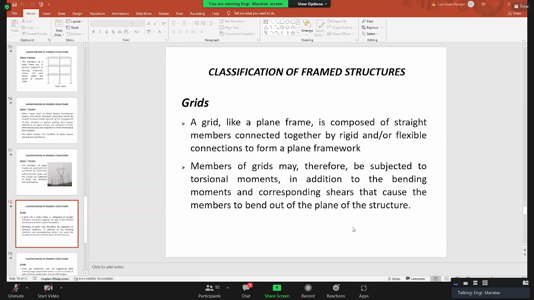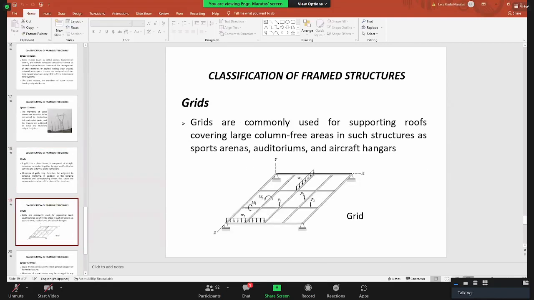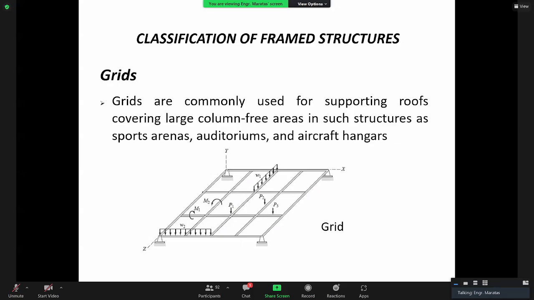For those who are not familiar, grids are similar to a frame, but instead of vertical, they are only horizontal. A good example of this is a floor system. Grids are commonly used for supporting roofs, covering large column-free areas in structures such as sports arenas, auditoriums, and aircraft hangars. It acts like a diaphragm. In a grid you have moment, shear, and torsion as an additional type of stress.